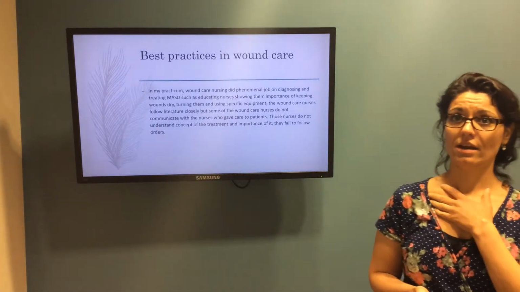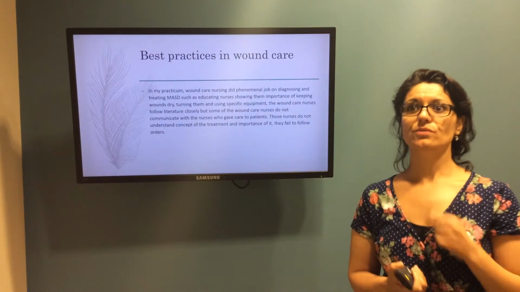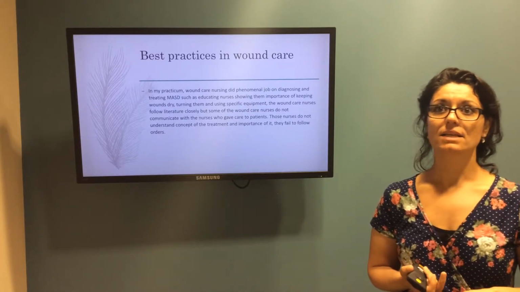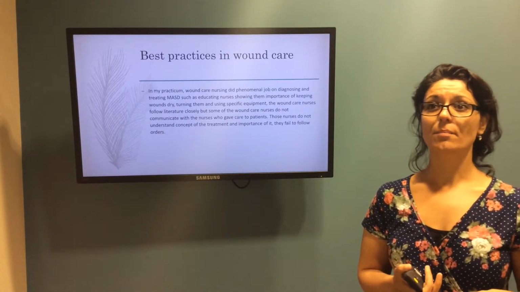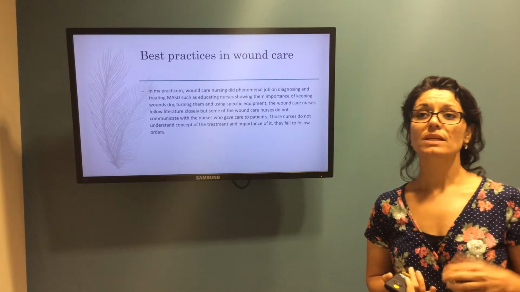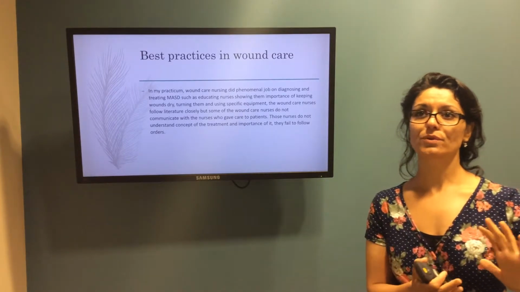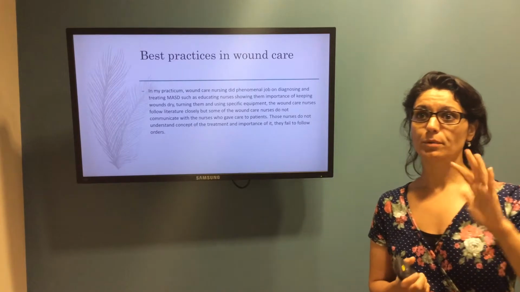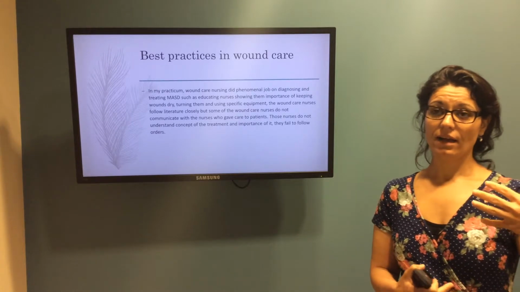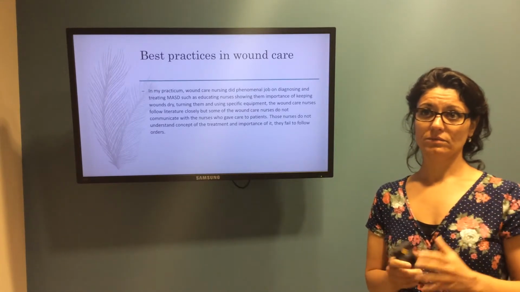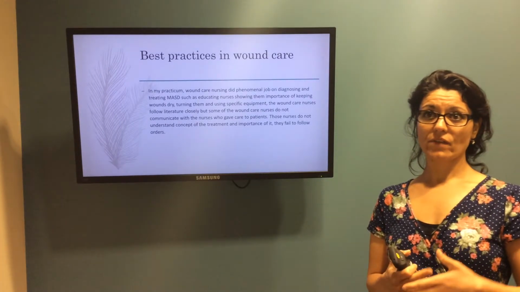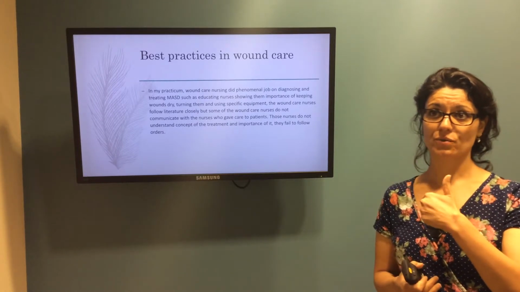And best practice in wound care. In my practicum, wound care nursing did a phenomenal job on diagnosing and treating MASD, such as educating nurses, showing them the importance of keeping wounds dry, turning patients, and using specific equipment, such as Z-Flow. It is very important when patients have that, because it will not put pressure on bony areas. And whenever they have MASD, they use some kind of treatment such as zinc and keep them dry, and that will definitely prevent it from progressing into a pressure ulcer.